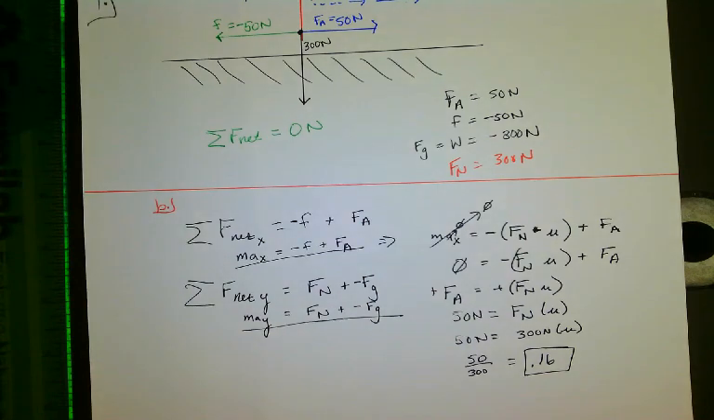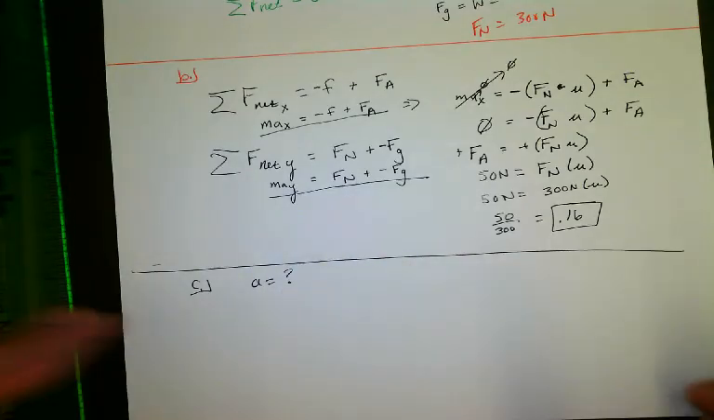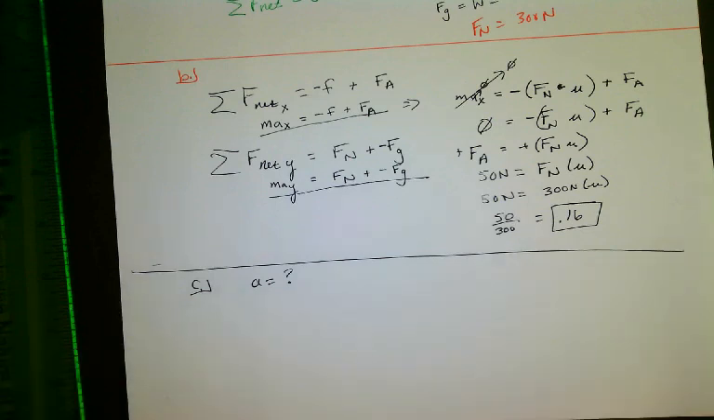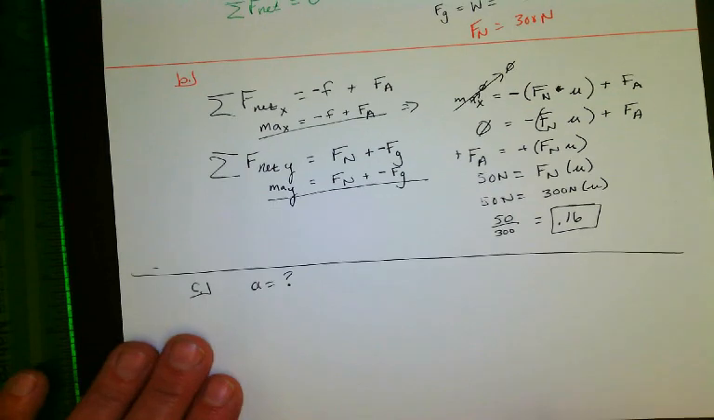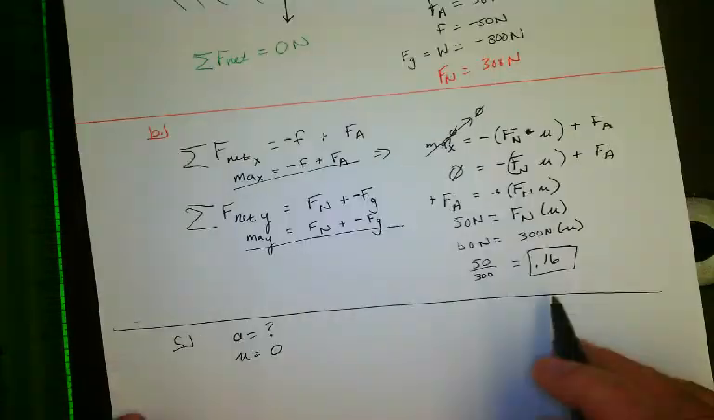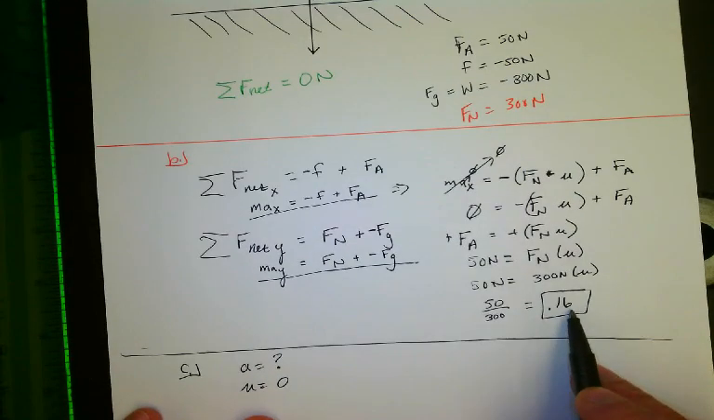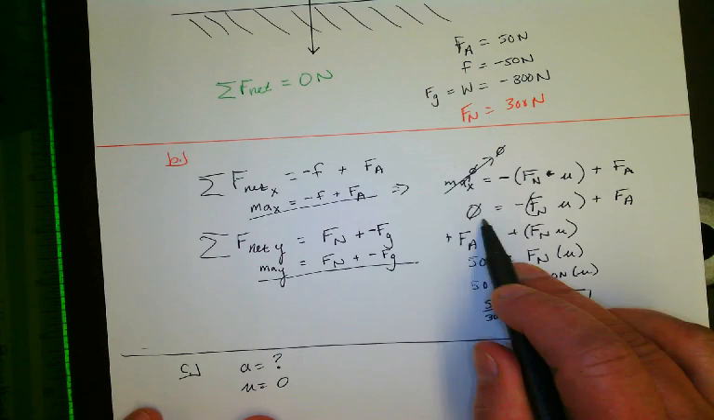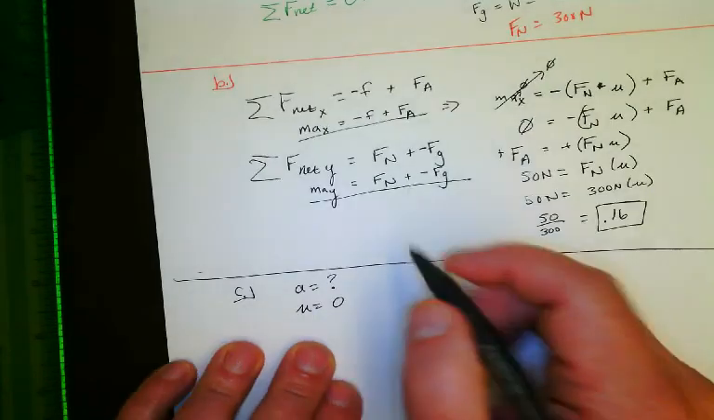Okay, so now we need to go on and do C. Let's go ahead and do C together. It says, what would the acceleration of a sled with mu of 0 be? So now we do have an acceleration, and mu is 0. So now it's not 1/6. So now I have to go back to my equation right here, and this is no longer going to be a 0 anymore. Okay, so I'm going to go back to my original equation and write that out.